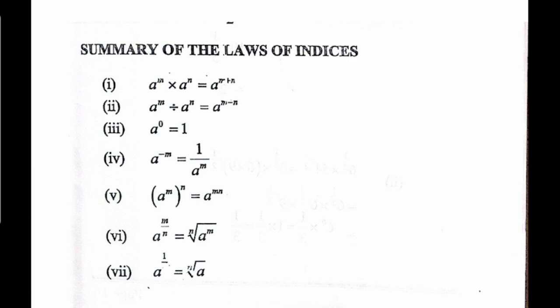Given the number, for example, 2 to the power of 3. This number up here is called the index, and this one is called the base. And this number implies 2 multiplying it 3 times, and this should equate to 8.